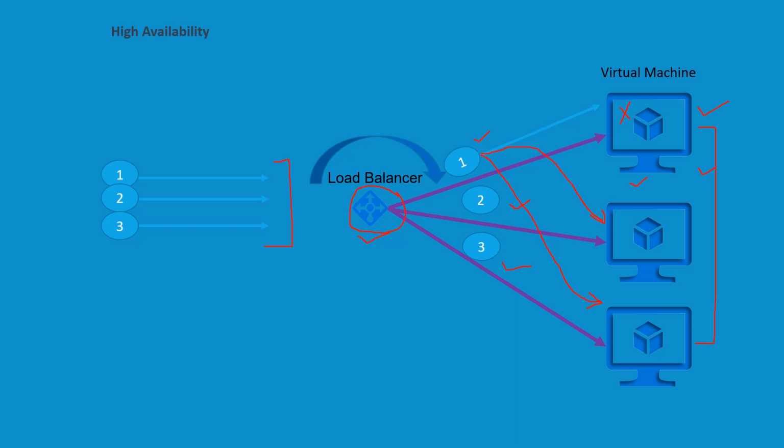VM scale set, where you are going to do a deployment, and this deployment basically will be adjusted. So for example, when the load increases, it is going to add virtual machines which are going to be very, very similar in nature. And when the load is reduced, these machines will go off. So this all will happen automatically.